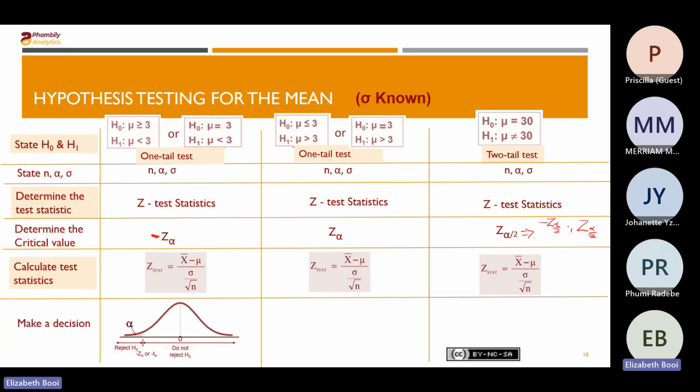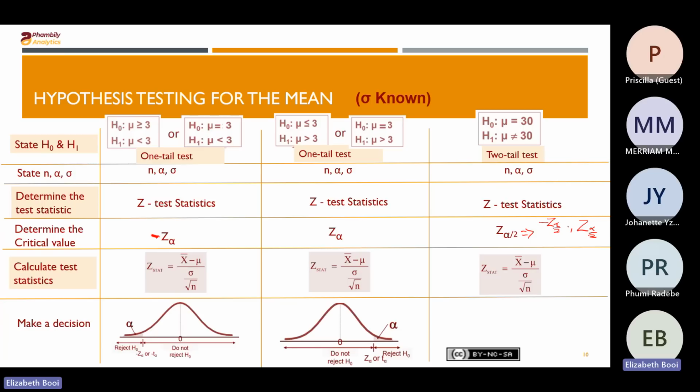So if my region of rejection is at this point on the negative side and my test statistic falls in the shaded area, I'm going to reject the null hypothesis. But if it falls on the right side of the critical value, I do not reject the null hypothesis. And remember, that is on the negative side. On the positive side, we do the same.